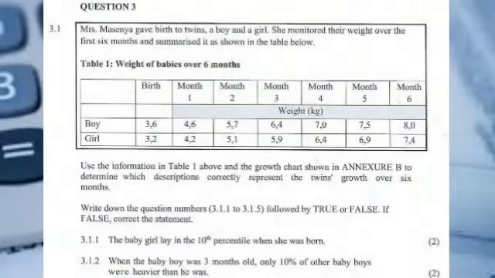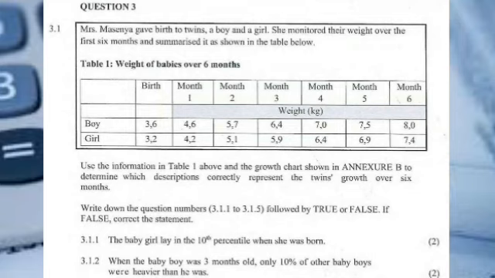Question 3.1 says Mrs. Masinya gave birth to 2 twins, a boy and a girl. She monitored their weight over the first 6 months and summarized it as shown in the table below. Table 1 shows us the weight of the babies over 6 months, starting with their birth weight up to their 6-month weight. It says use the information in table 1 above and the growth chart shown in annexure B to determine which description correctly represents the twins' growth over 6 months.